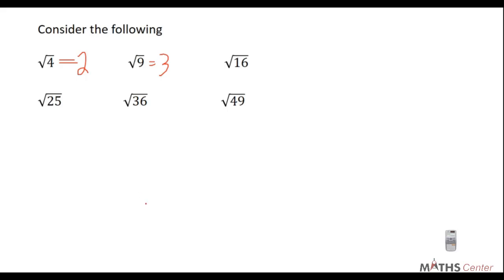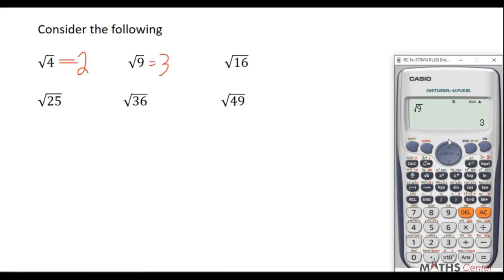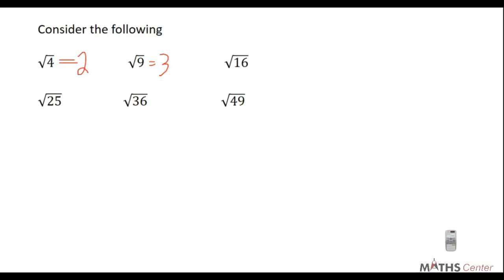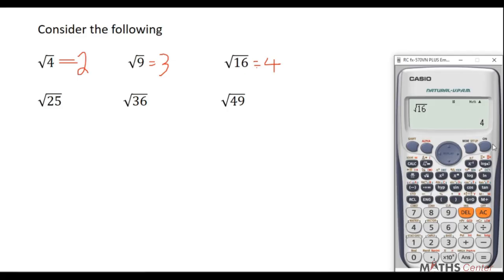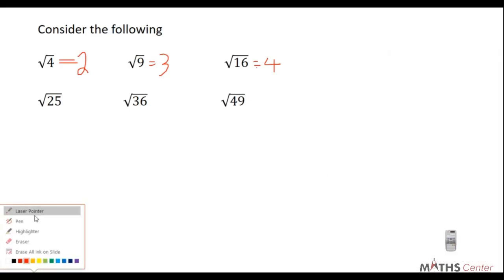Then, we move on to the next one, which is square root of 16. So square root of 16 is giving us 4. So we are going to write that one also there. Square root of 16 gave us 4. Then we move on to square root of 25. Square root of 25 is going to give us 5. So you write that one also here. Square root of 25 is giving us 5.